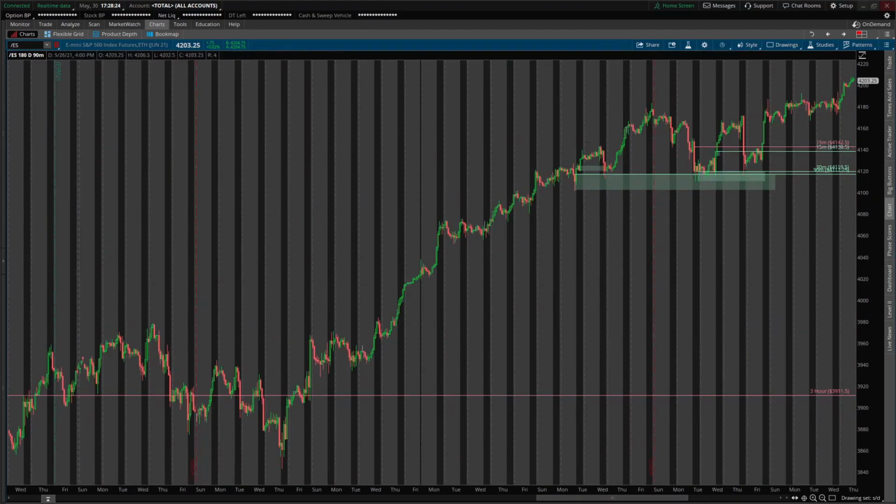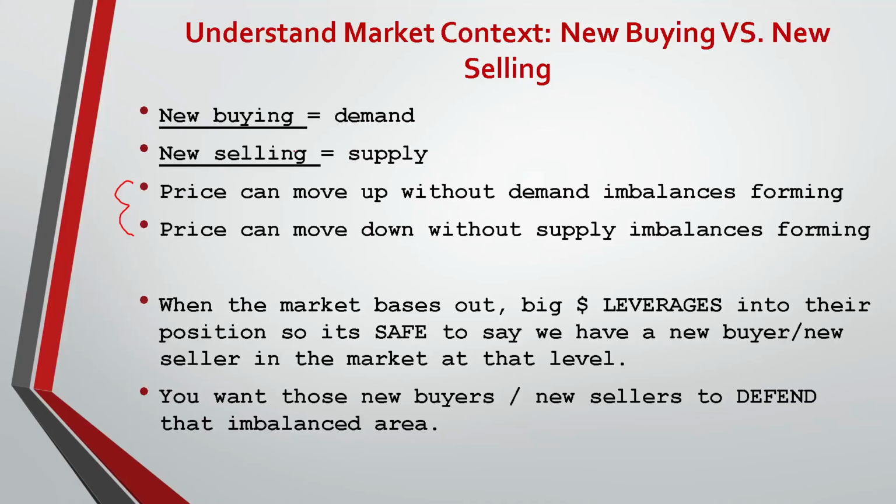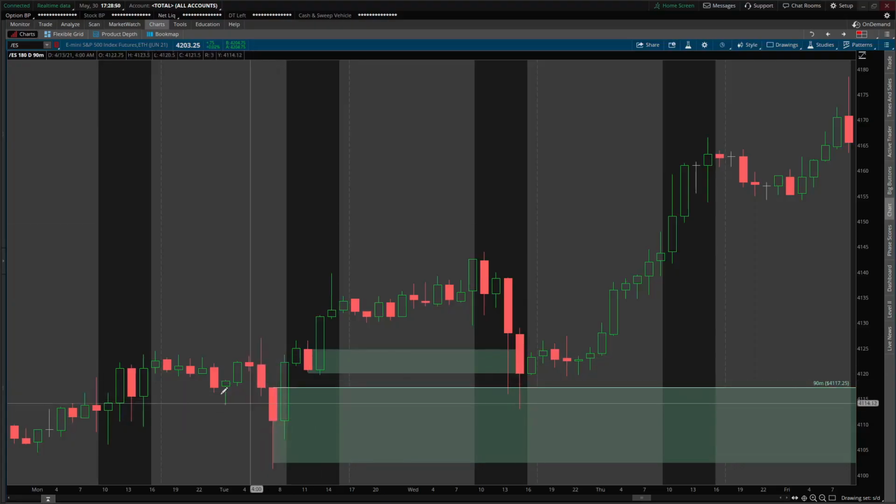Now, go back over here. What this tells me, and what suggests my theory to be accurate, is when the market bases out and we do create new imbalances, that's big money leveraging into their position. So it's safe to say we have a new buyer or a new seller in the market at that level. When there's a lot of participation at a specific level, hence we get a basing out period, that's telling me the market was in equilibrium.